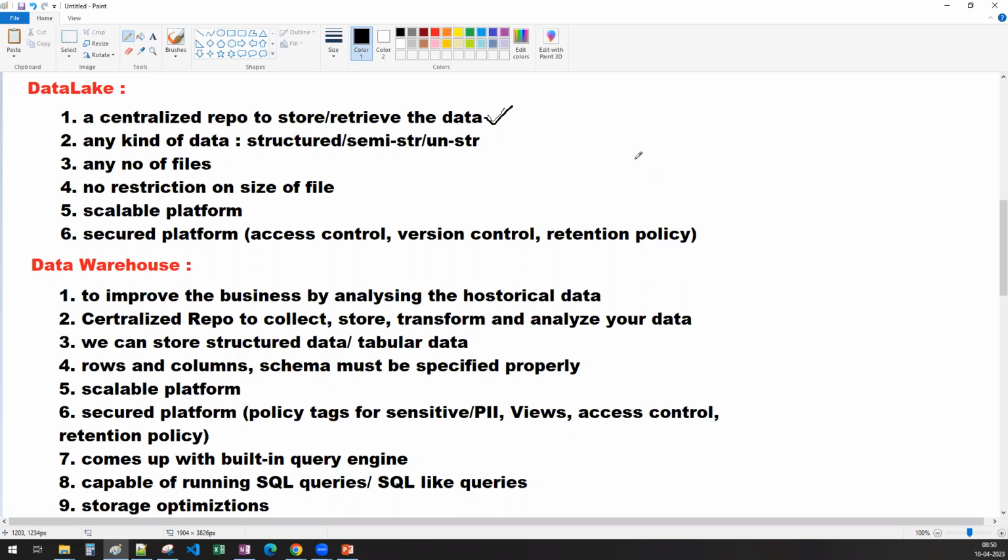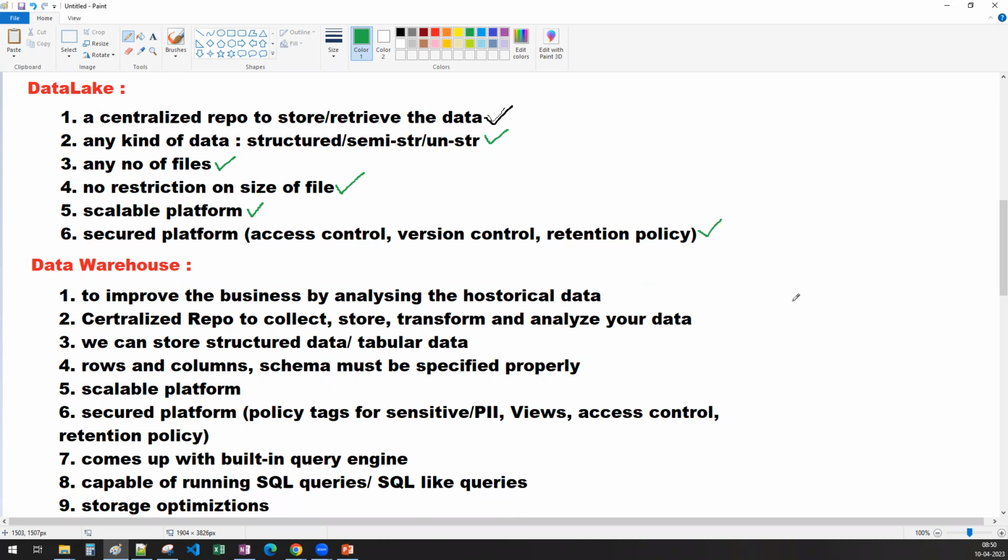What kind of data can we store here? If someone asks you, we can store any kind of data, either structured, semi-structured, or unstructured data. How many files can we store here? Any number of files. There is no restriction on the size of the file, and no restriction on the amount of data. And it is a scalable platform as well as a secured platform.